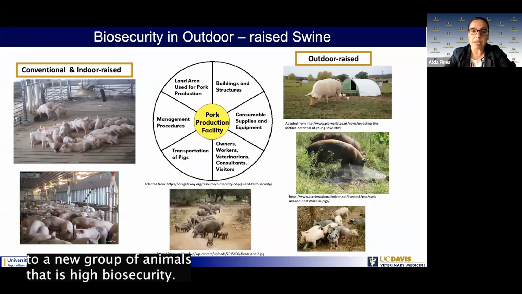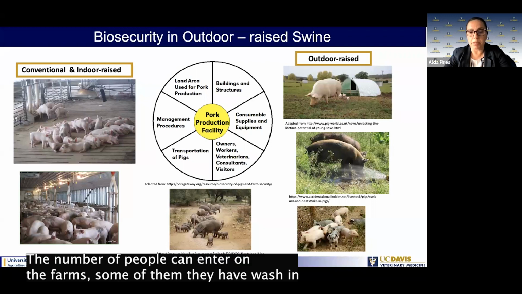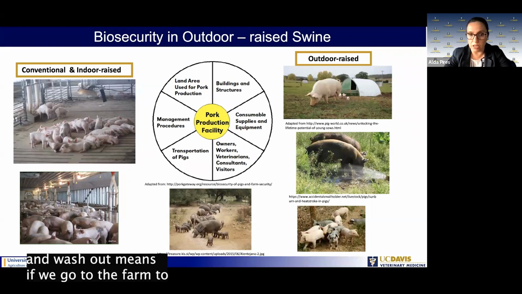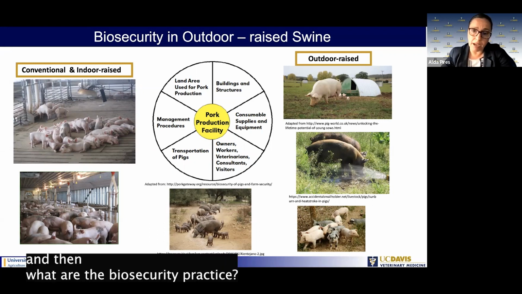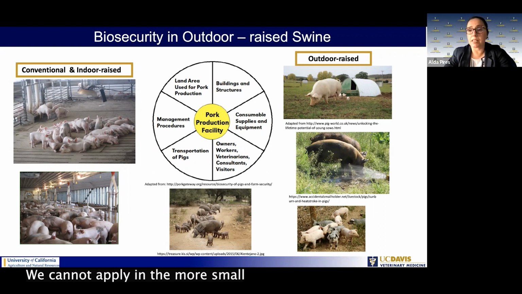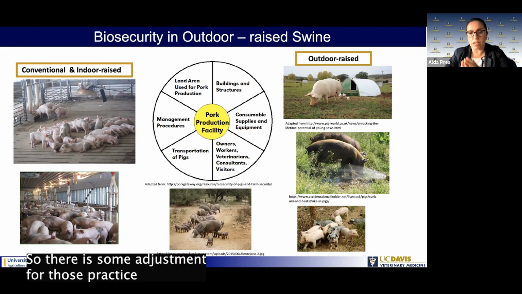There is high biosecurity, and the number of people who can enter the farm is limited. Some of them have wash in and wash out, meaning if you go to the farm, you take a shower, and wear their own clothes and specific PPE. And then what are the biosecurity practices we can actually apply in smaller farms, such as outdoor or pasture-based farms? So there is some adjustment from those practices.